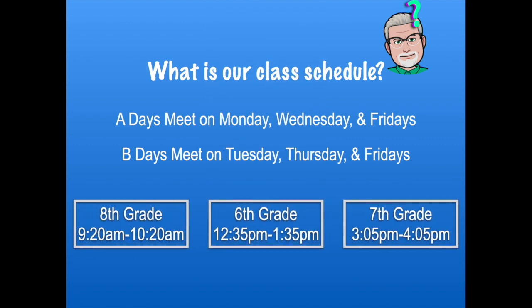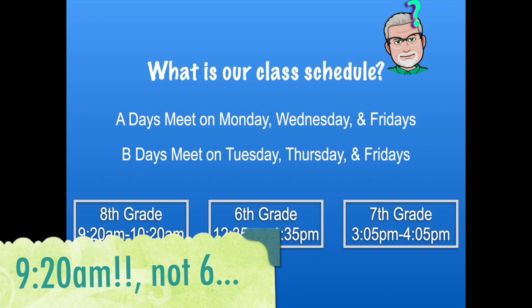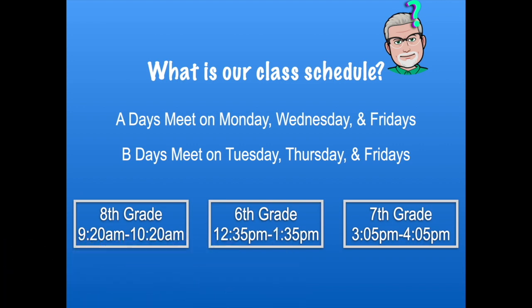Here's the schedule for each grade level. So 8A, you're always going to meet at 6:20 on Monday, Wednesdays, and Fridays. 6B, you're always going to meet at 12:35 to 1:35 on Tuesday, Thursday, and Fridays. Same thing for 7th grade. 7th grade meeting time will be 3:05 to 4:05. And just make sure that you understand if you're an A day or a B day so that you're attending not only at the correct time, but on the correct day.